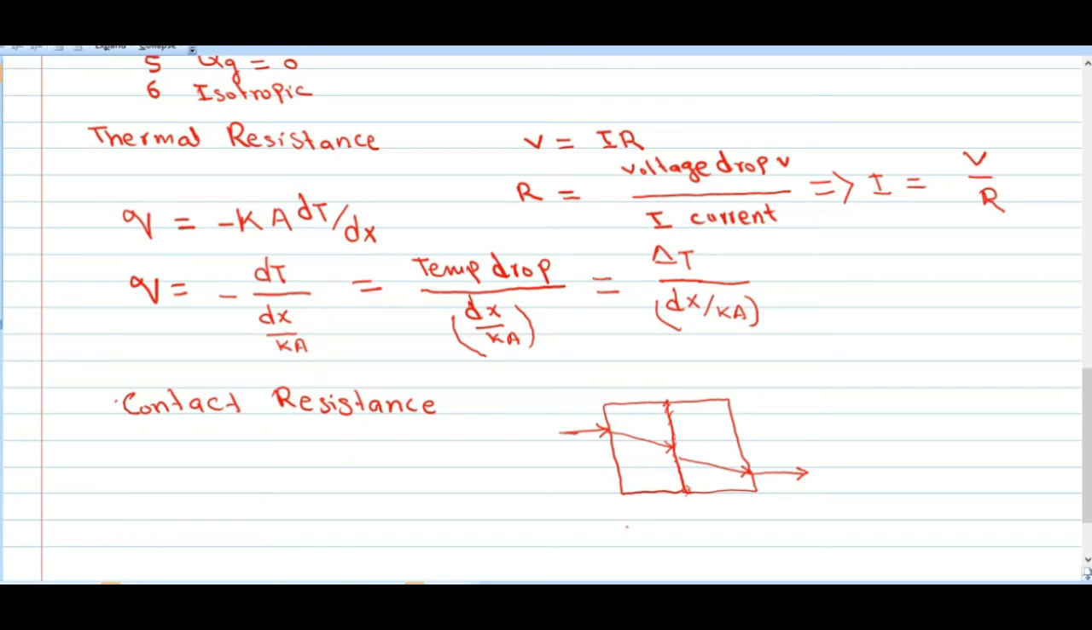There will be a temperature drop and the temperature profile will look like this. This is x and this is T. This is T1, this is T2, and this can be a T prime. This is between T1 and T2, and there is a sharp reduction in the temperature at the interface. That's why the rate of heat transfer will also be affected adversely because of the presence of interface resistance, that is also called contact resistance.